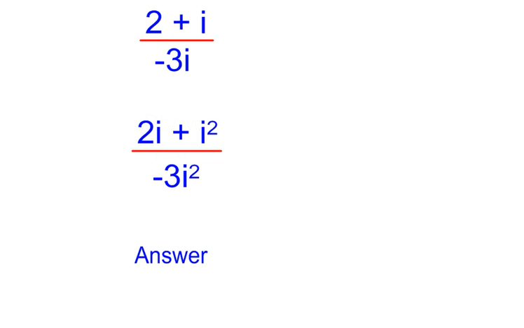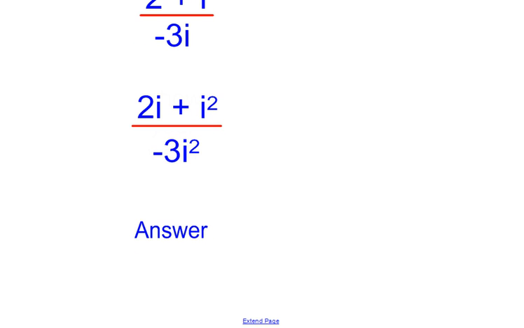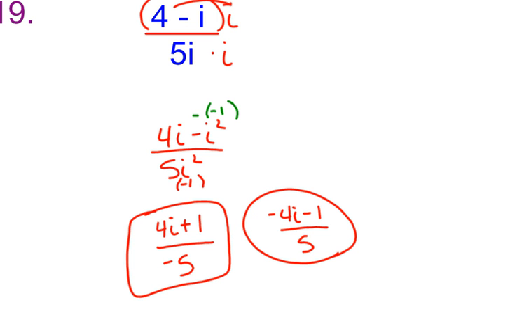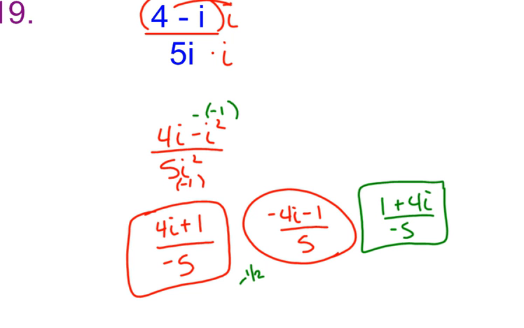Hopefully you times everything by i and got this. When I replace my i squareds with -1, you'll notice that I wrote my number first. Now let's look back on this problem. Did anyone catch that we didn't do that? See how easy that was for me to write the i before the number? So really, this would have been half a point off because my order is off. I should have written 1 plus 4i over -5 because we said numbers come before i's, right? So make sure you look at that because that's very easy to forget.